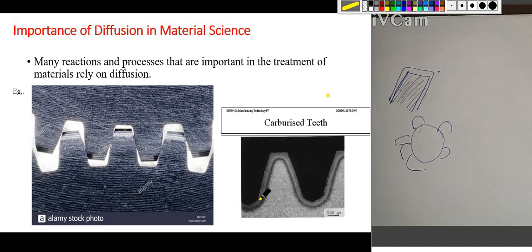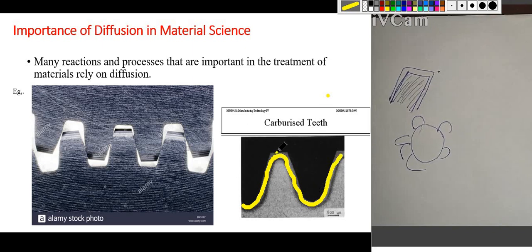Okay, so here I am using the carburizing process. Actually, what is carburizing? Carburizing is nothing but introducing carbon. For example, this gear is made with iron. By the carburizing process, we introduce carbon into the surface. In this area only we introduce carbon. So by introducing this carbon, the surface becomes hard.